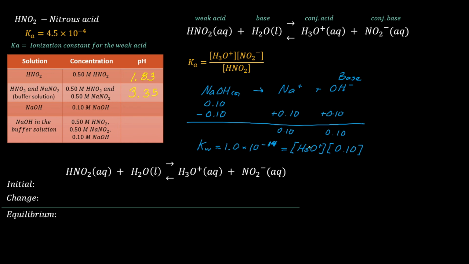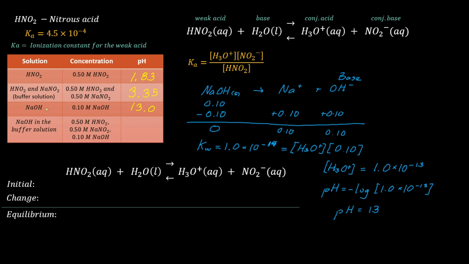So here, this will give us immediately the concentration of the hydronium, which is 1.0 times 10 raised to negative 13. Then we can place this into our pH formula. Then we will get a pH of 13. The pH of a solution with 0.1 mole per liter sodium hydroxide is very high, it's 13.